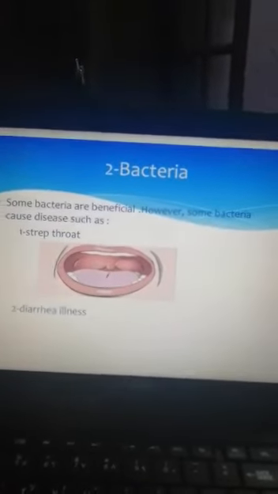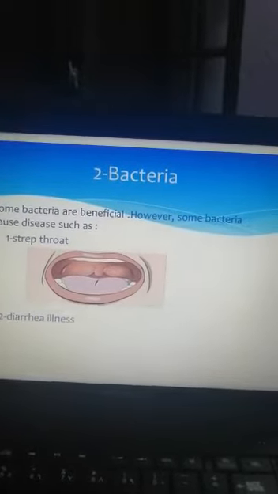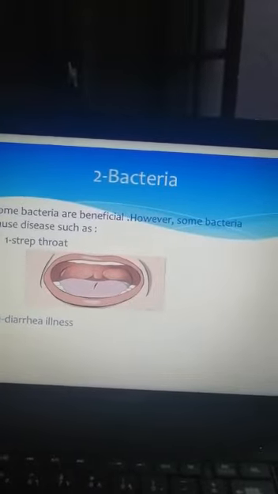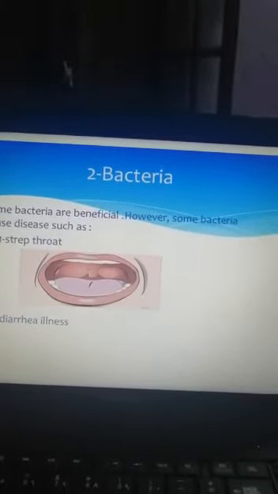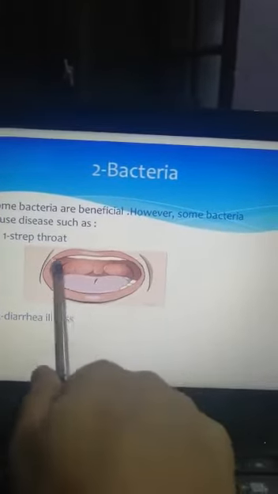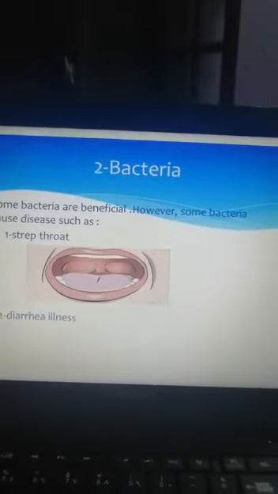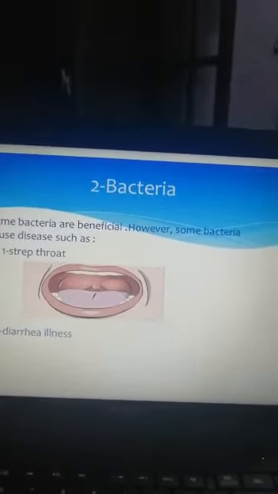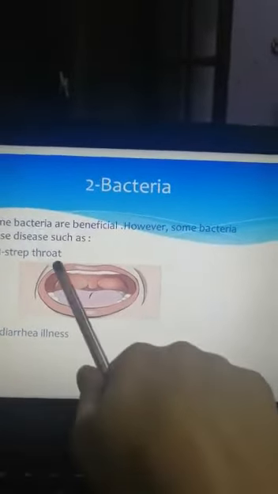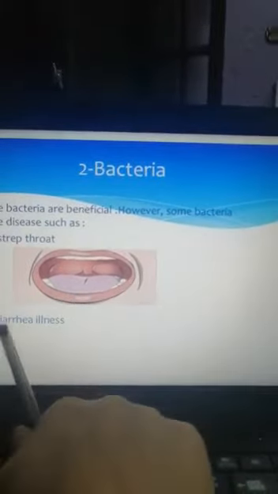Number 2, which may cause infectious disease, bacteria. Some bacteria are beneficial, however, some types can cause disease, like what? Like strep throat and diarrhea. So, what are the diseases caused by bacteria? Strep throat and diarrhea.